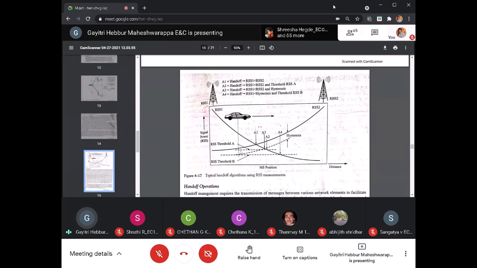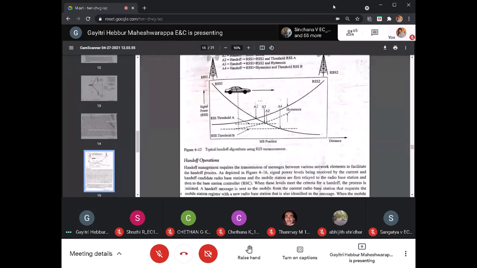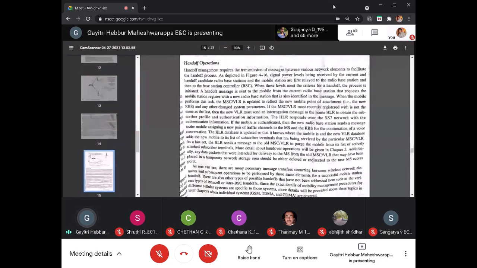Each and every radio base station has its threshold value. If the MS is moving towards RSS2, then RSS1 will be less than RSS2. So this is how the typical handoff algorithm uses received signal strength measurements to decide whether handoff operations take place or not. That is what we have explained. Nothing to worry about, just go through it.